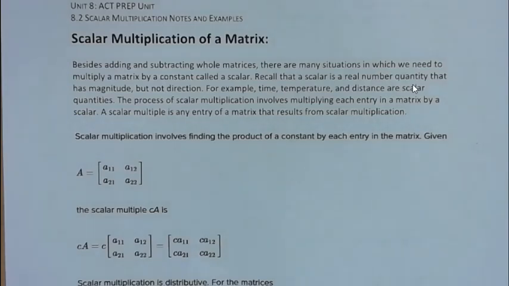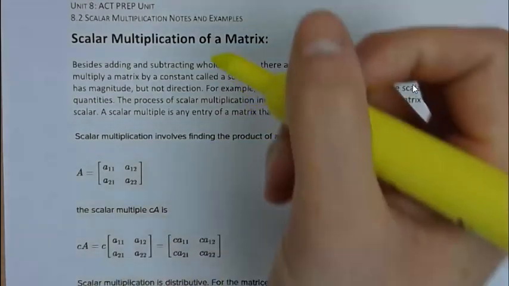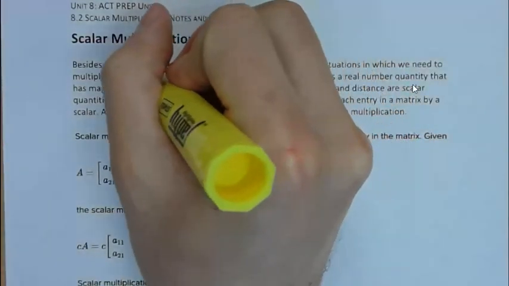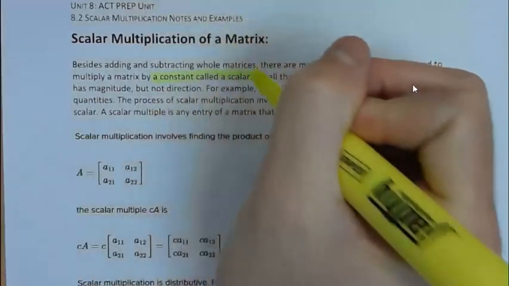Hello and welcome to this video on scalar multiplication of a matrix. In this video, we're going to be covering how you can multiply matrices by a constant number, similar to how you can add and subtract whole matrices. When we are multiplying by a constant number, these types of constant numbers are called scalar quantities.